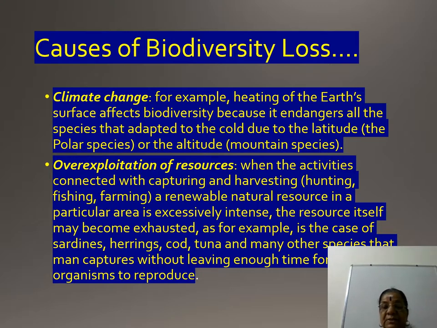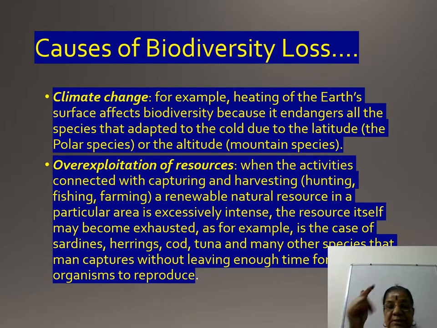Because of deforestation, there is a threat of loss of biodiversity. Two causes. One is climatic change: heating of the earth's surface affects biodiversity because it endangers all the species that adapted to the cold due to the latitude, the polar species, or the altitude, the mountain species. And over exploitation of resources. This is the main one.